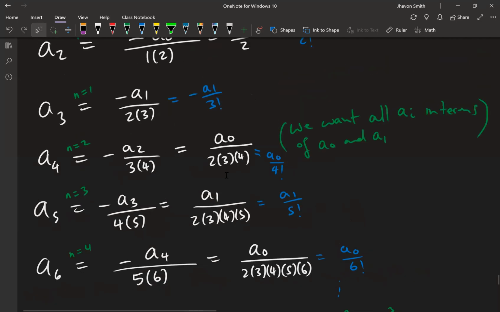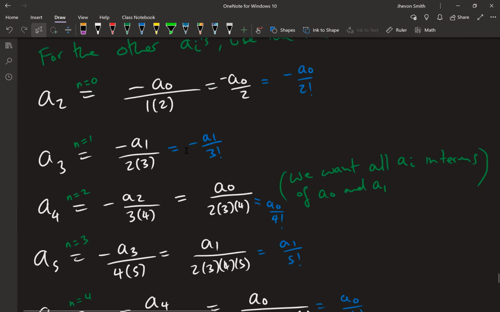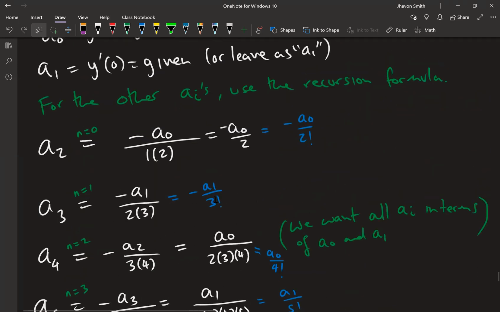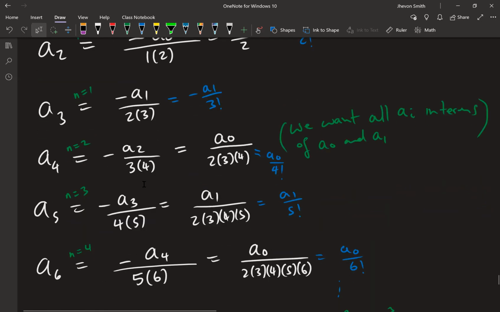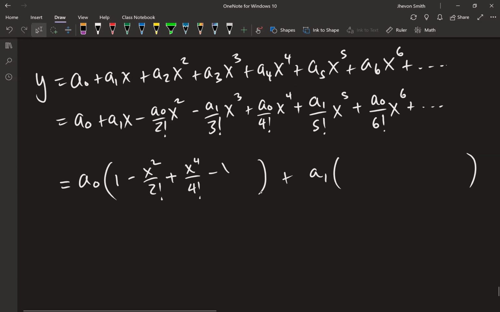Are we missing something? Oh. I want to double check my signs there. I think we're off by a sign. A4 should be positive. A5 is a minus A3, so that should be positive. A6 has a minus A4, but A4 was positive. So that should actually be a minus sign. For your A1, you have x minus x cubed over 3 factorial plus x to the 5th over 5 factorial. I can tell you the next term is going to be minus x to the 7th over 7 factorial plus dot, dot, dot.